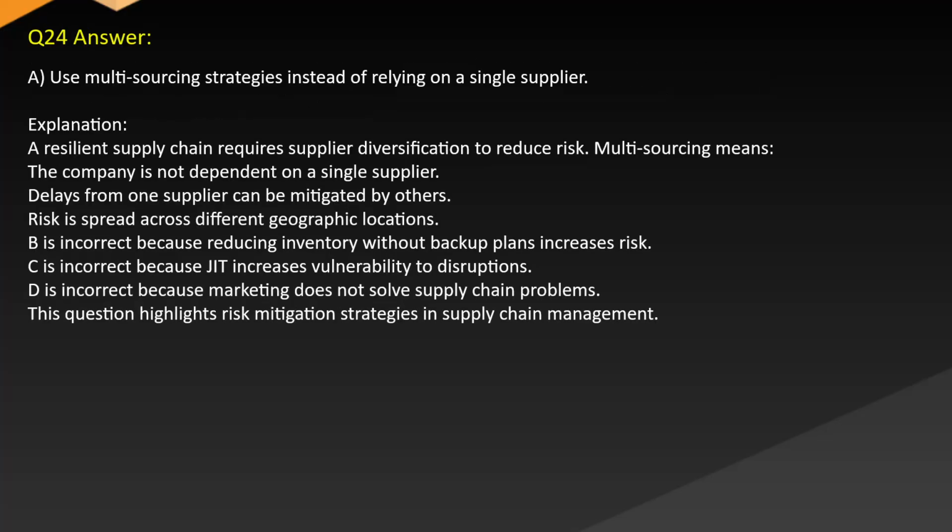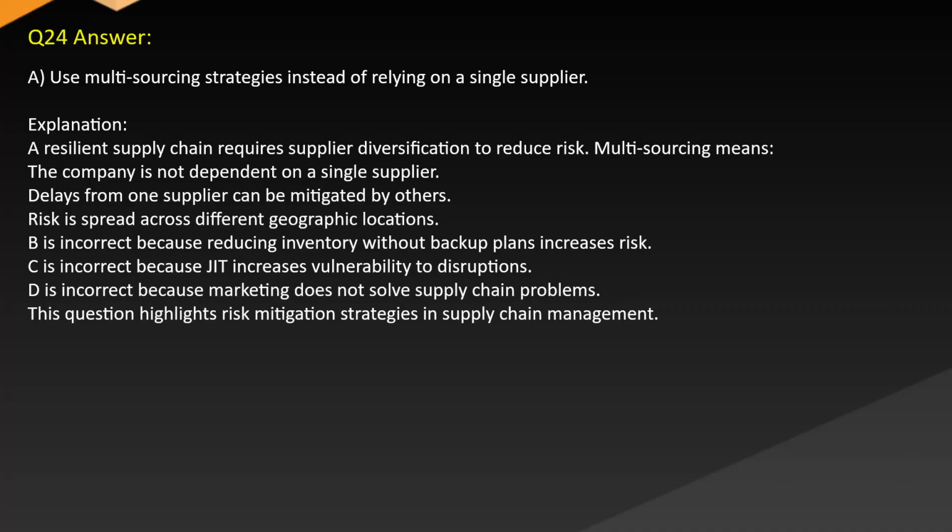Answer A. Use multi-sourcing strategies instead of relying on a single supplier. Explanation. A resilient supply chain requires supplier diversification to reduce risk. Multi-sourcing means the company is not dependent on a single supplier. Delays from one supplier can be mitigated by others. Risk is spread across different geographic locations.